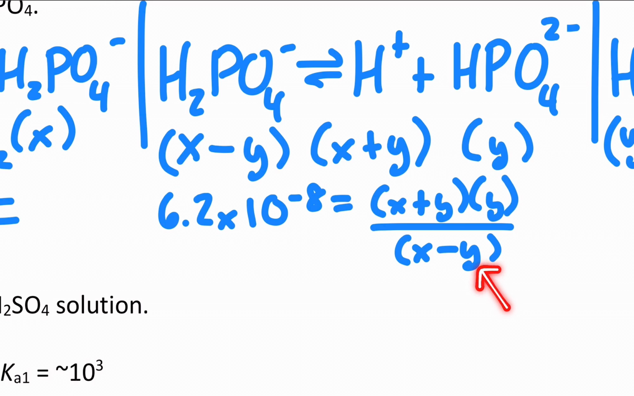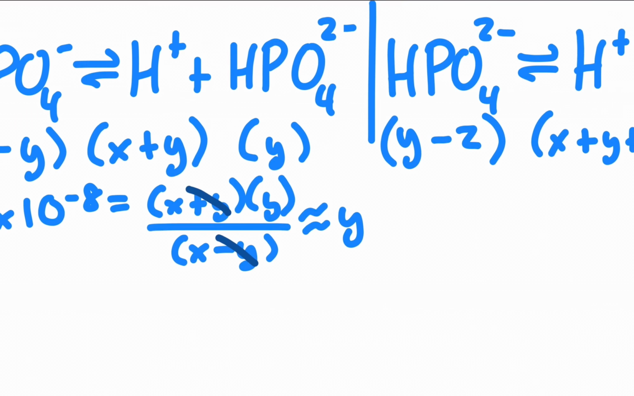So I don't know how much y we're going to lose from x, but it's probably going to be negligible compared to x. So that means this negative y is insignificant compared to x. Well, if x minus y is just x, that means x plus y is also just x. So we can actually neglect this plus y in the numerator and this negative y in the denominator, and you just get y. So without any math at all, we actually know that y is equal to the Ka2 value using that assumption. And that Ka2 is very small, so that's a good assumption.